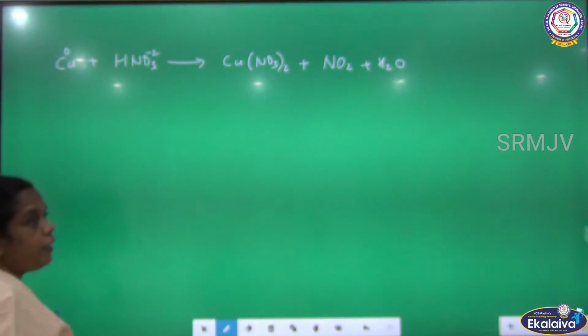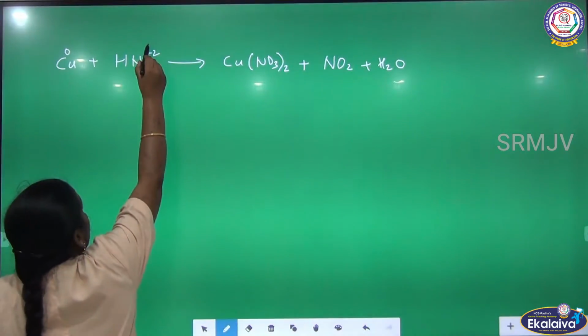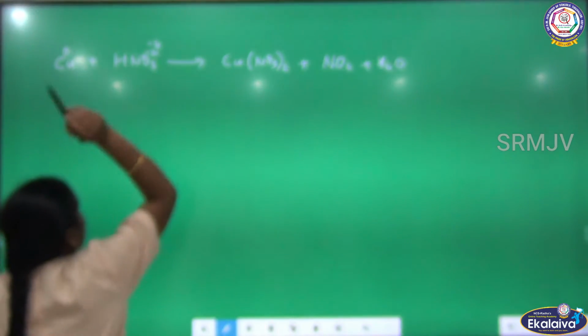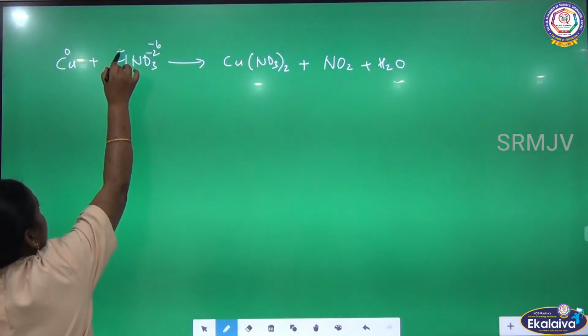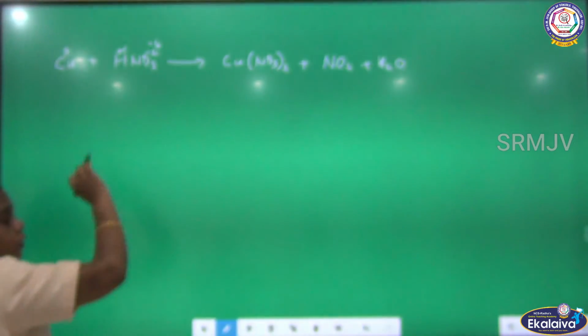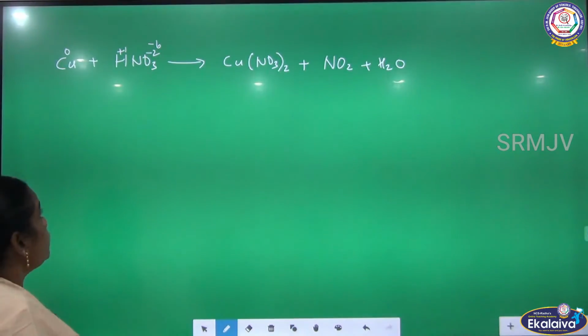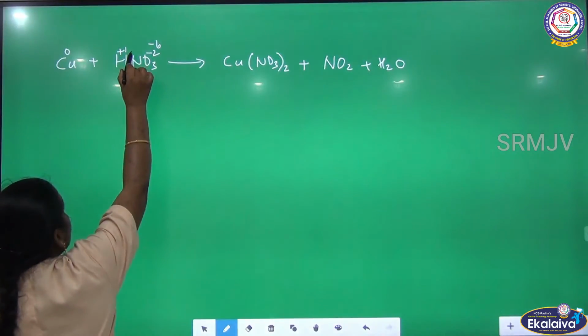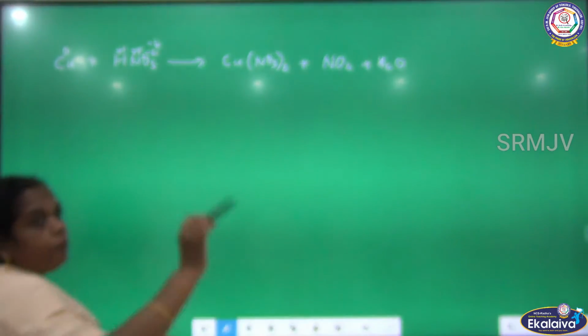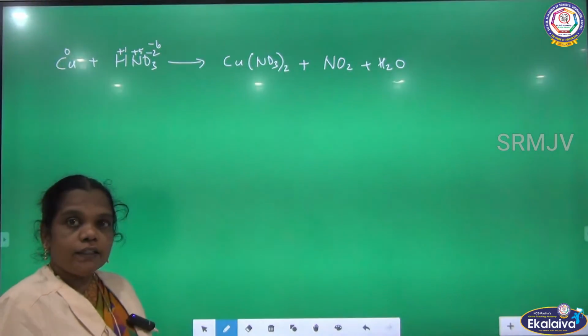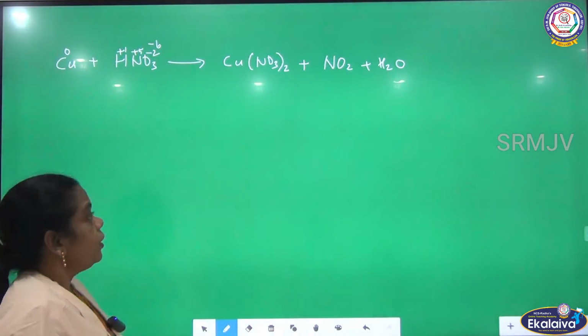The oxidation state of oxygen is -2, so for three oxygens it is -6, and for hydrogen +1. Now you want to equalize, so nitrogen is +5. So +5 +1 -6, it is algebraically 0.